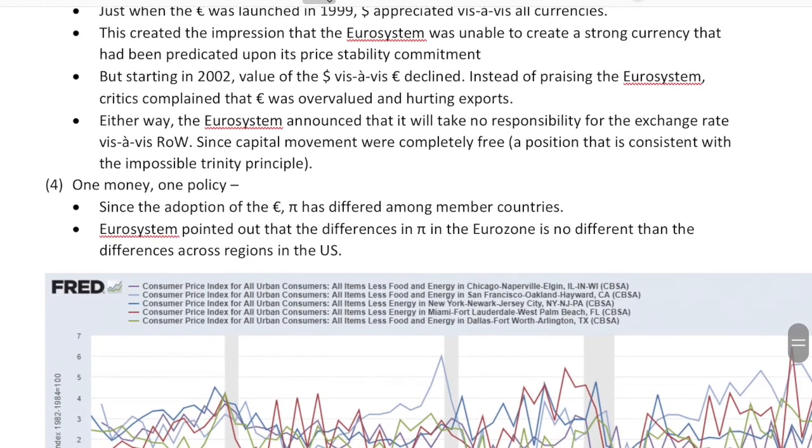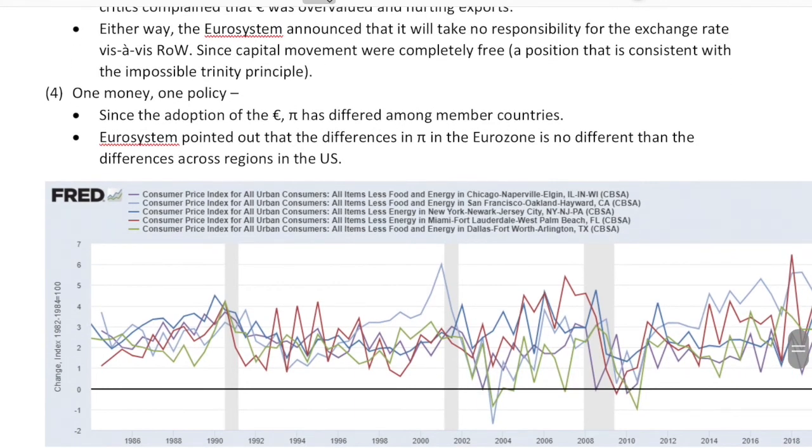So the next point is one money, one policy. This point looks at various components, especially inflation as well, and other components after the adoption of the euro.